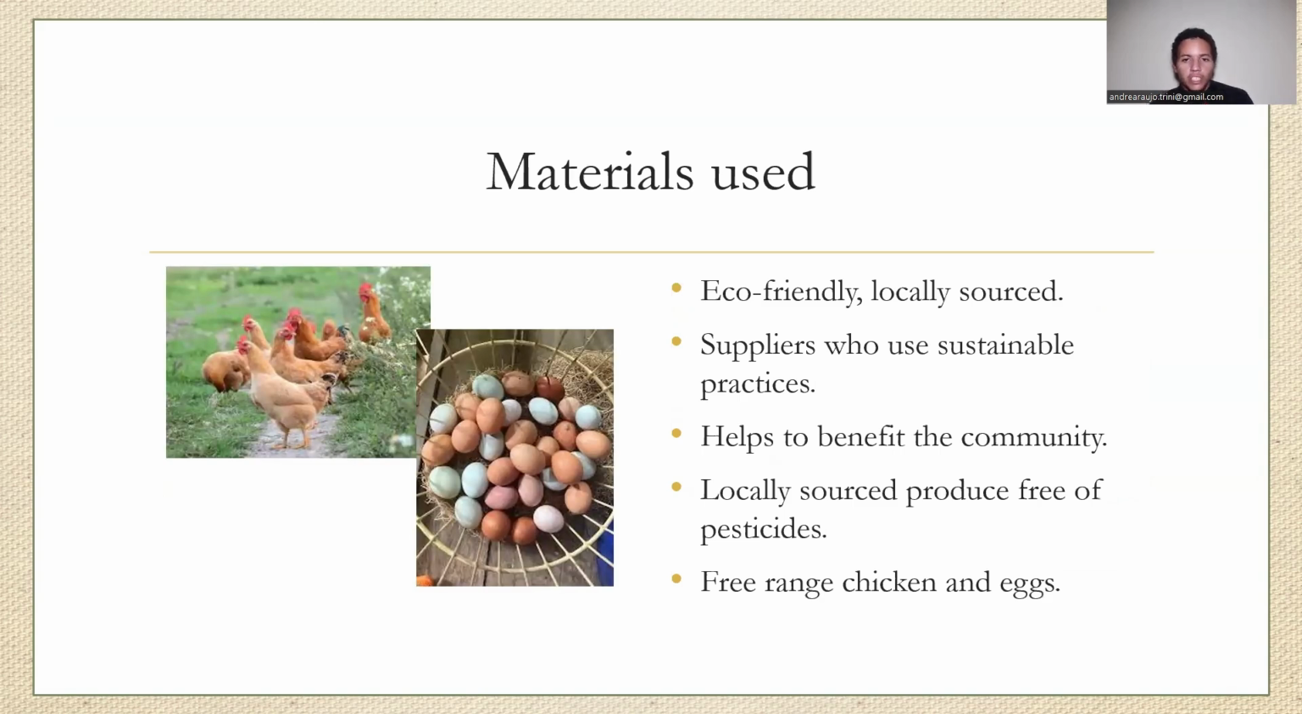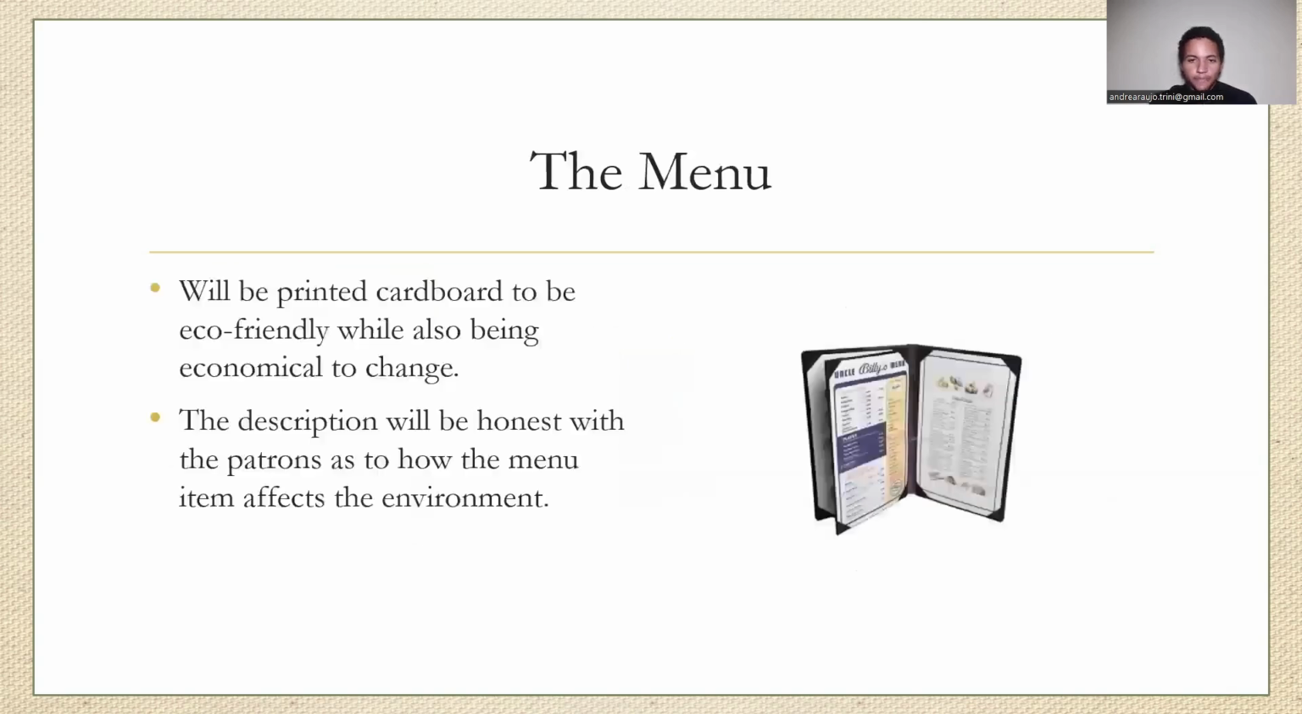Next, materials used. We'll only use local, eco-friendly ingredients in our menu, from suppliers who practice sustainable practices. The reason we use locally sourced materials, though, is because it helps benefit the community and ensures that they can see the benefits of having this restaurant in the town. Some examples of our environmentally friendly materials would be our locally sourced produce free of pesticides, and our free-range chicken and eggs.